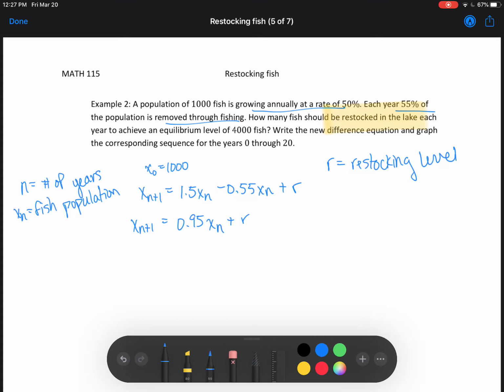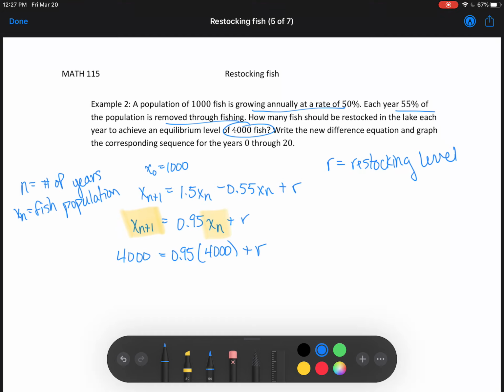And then what we are ultimately trying to do is get to the equilibrium level of 4,000 fish. So remember, when we have that equilibrium level and we're trying to force our difference equation to achieve that equilibrium level, we're going to take that number 4,000 and plug it in for both x n plus 1 and x sub n. All right, so when we do that, we have 4,000 equals 0.95 times 4,000 plus R. All right, so that is the equation that we are trying to solve for R.